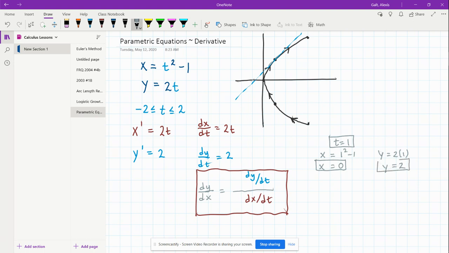And I need a slope. And slope is going to be dy/dx. And slope would be dy/dt, which is 2, divided by 2t, but t is equal to 1, so 2 times 1. So our slope at this point is going to be 1. And now we can write an equation for a tangent line. Y equals 1 times x minus 0 plus 2.